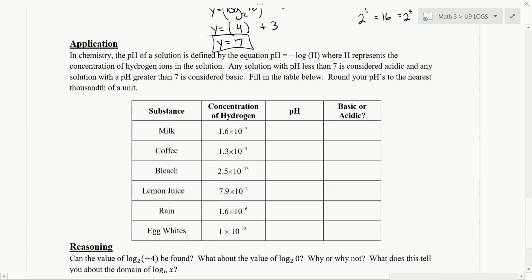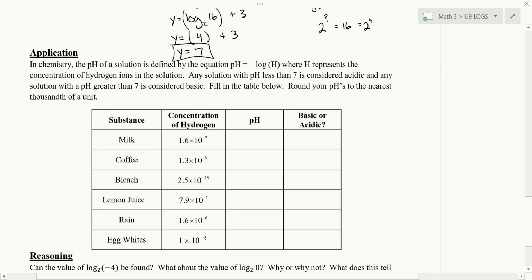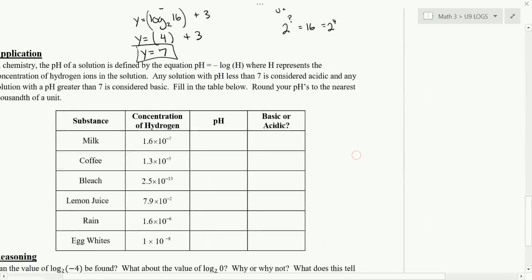In this application, we're given the concentration of hydrogen for different substances, and we want to find their pH, and then we want to classify it as basic or acidic. And so for milk, the pH of milk is equal to negative log of the hydrogen level, which is hydrogen concentration, which is 1.6 times 10 to the negative 7.